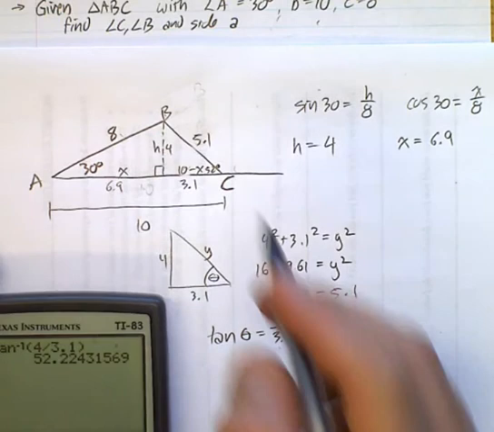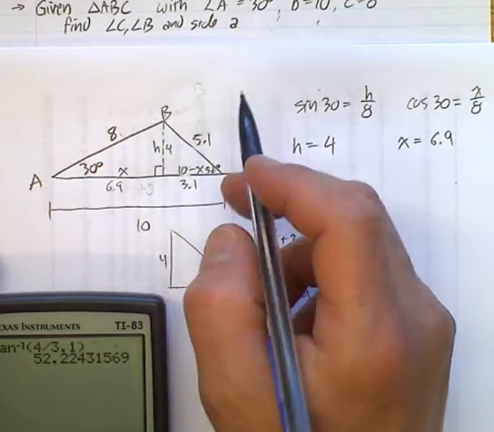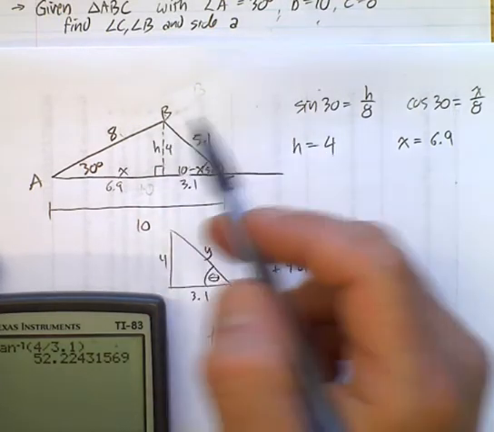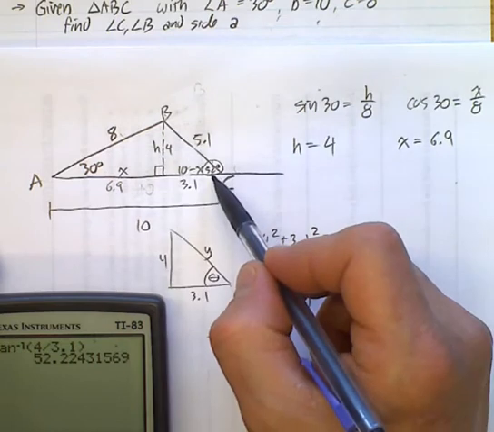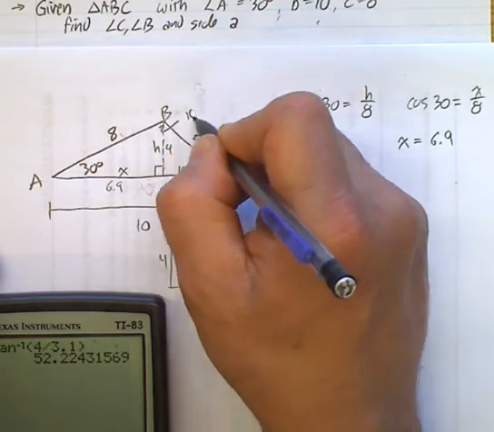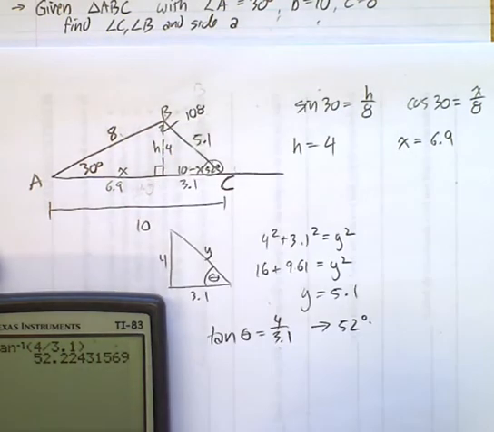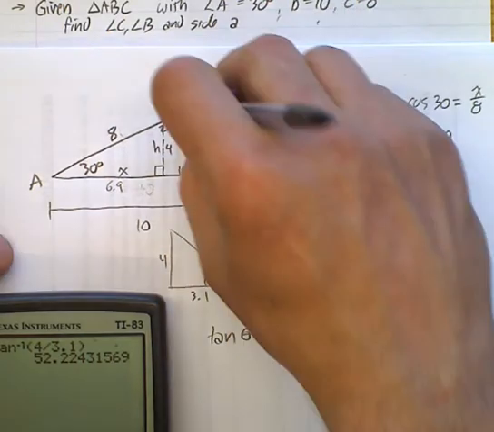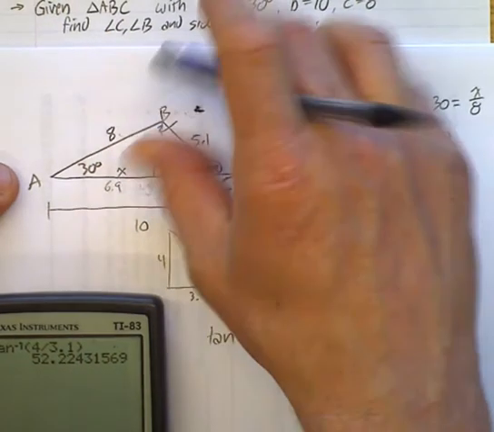And then we have 30 and 52 is 82. So that leaves 108 here. Wait a second, 98, sorry. 98 here.